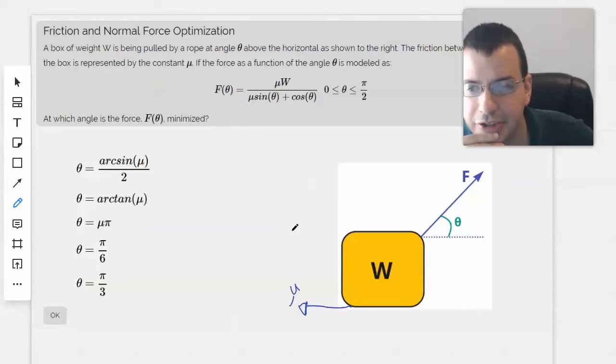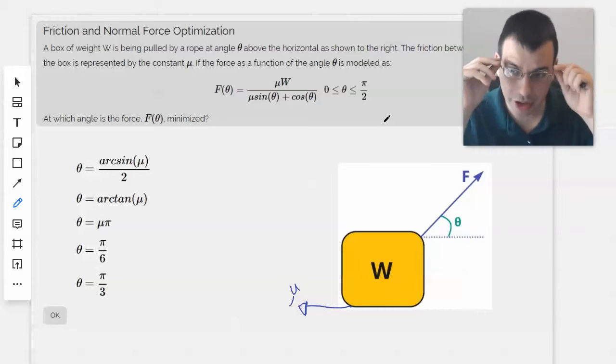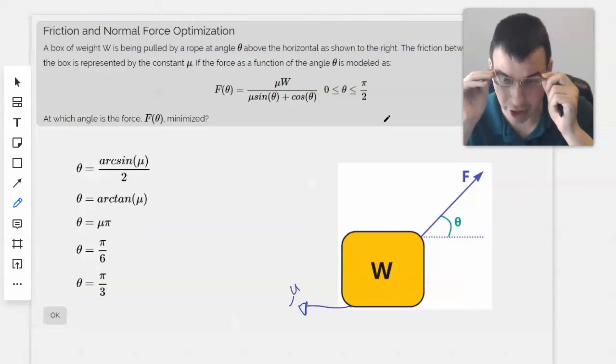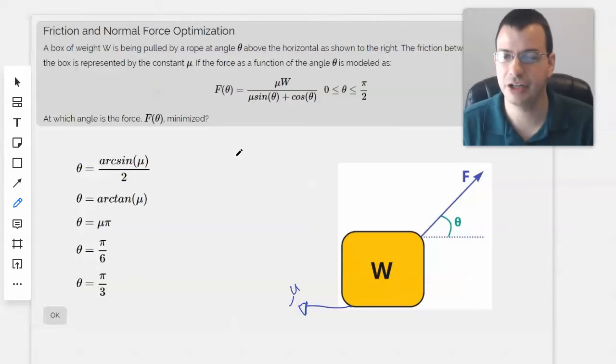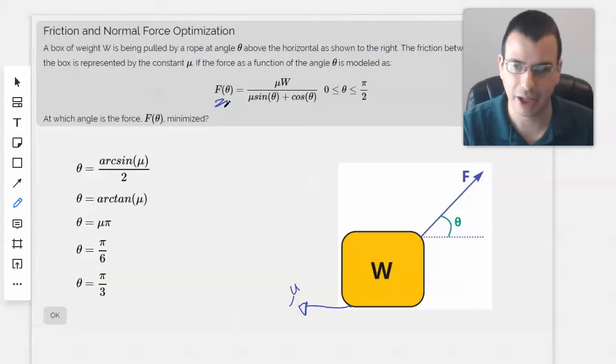If the force as a function of the angle theta is modeled as this, at which angle is the force F of theta minimized? Okay, so one thing to notice is this is just F. It's not implying the integral because it's capitalized.